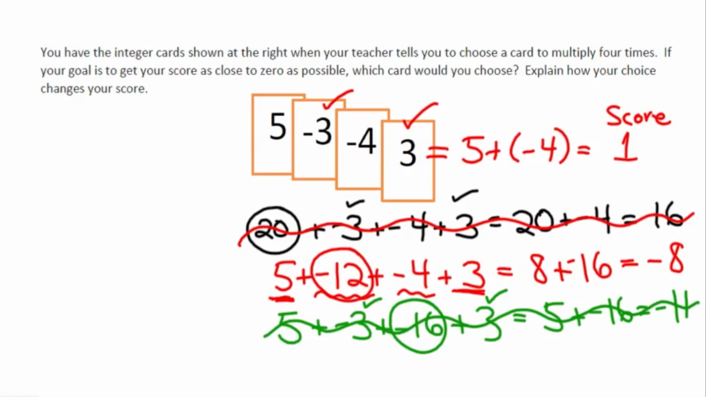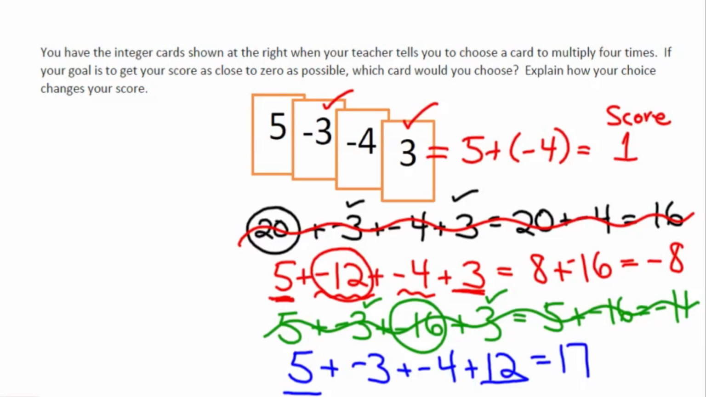My final possibility is to multiply the fourth card. So the 5 stays 5, -3 stays -3, -4 stays -4, and instead of 3, I'll have now 12. I don't have any opposites, so I'll put my positive ones together. 5 plus 12 is 17. My negatives together, -3 and -4, is -7. And now I have a score of 10. When I compare that to the -8 I had before, that still is not close to 0.